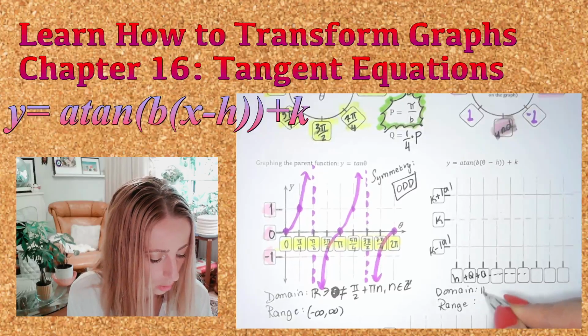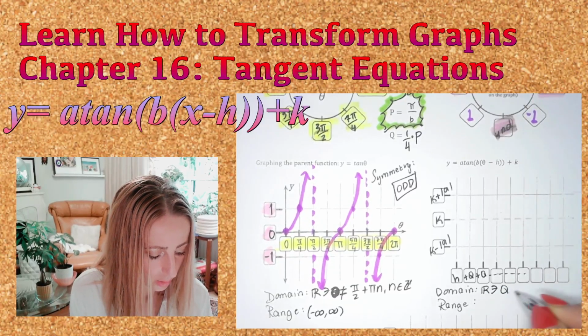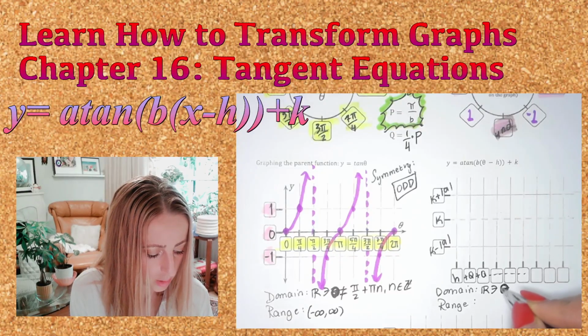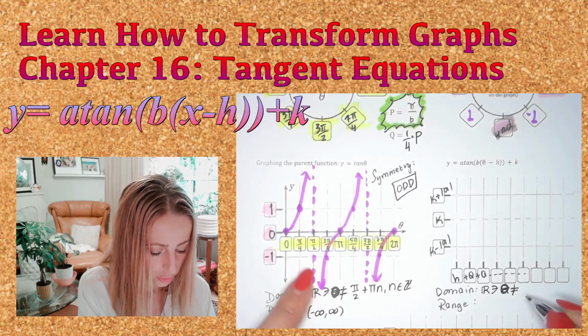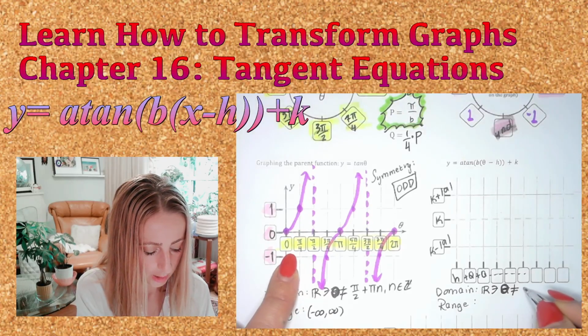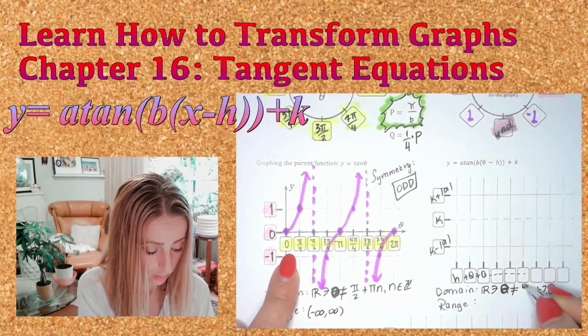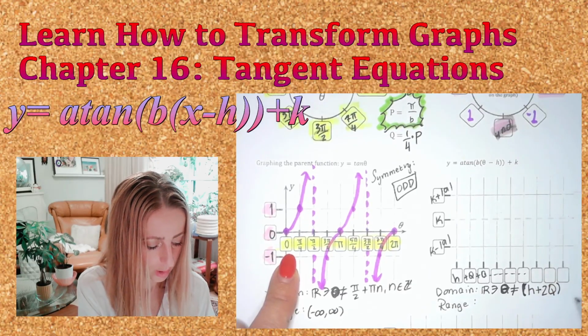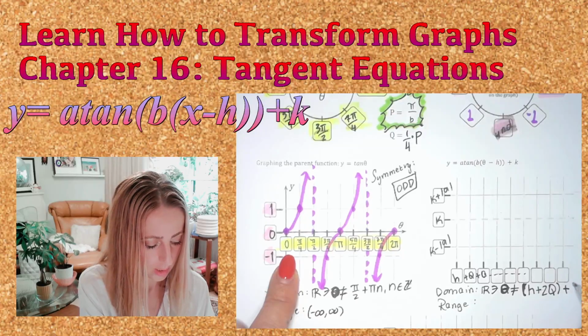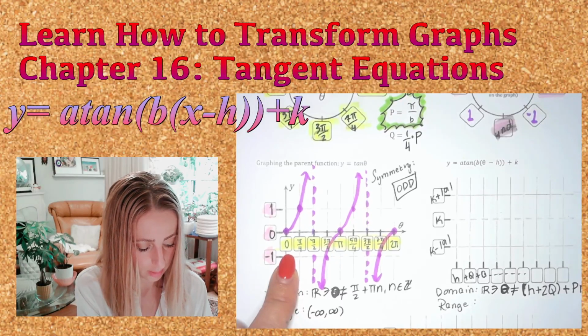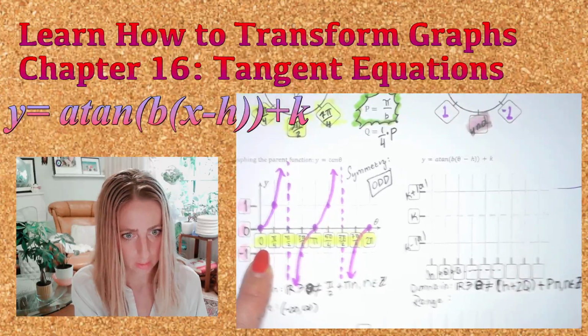Domain is all real numbers, such that theta, oh my god, how many times have I done this? Like the fourth or fifth time already. Theta does not equal, so it's really H plus 2Q, should probably be a parenthesis, what am I doing? H plus 2Q plus, how far apart are they? One period apart, N, where N is an element in the set of integers. There you go.